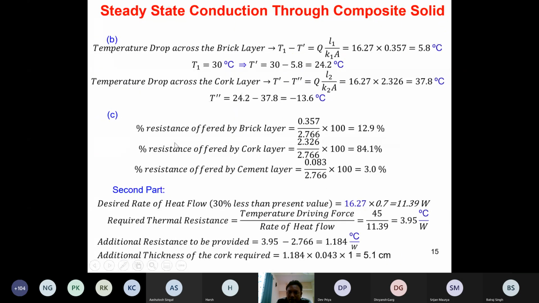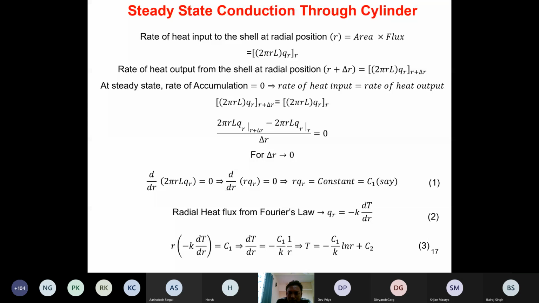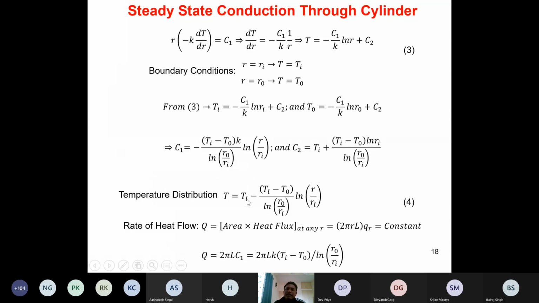Unlike this, if we look at this, the temperature distribution is not linear. Why? Because the area is not constant. The heat transfer area is varying as we are moving from Ri to R0. As we are moving along the radial direction, my heat transfer area is varying, and therefore the temperature distribution is not going to be linear as we have seen for a flat slab.